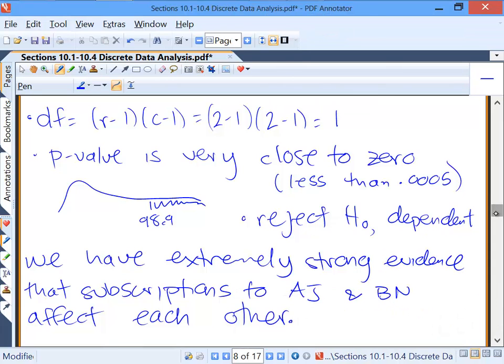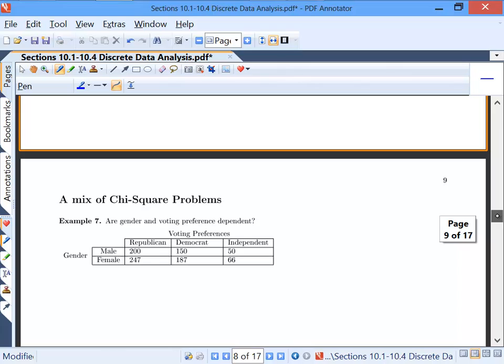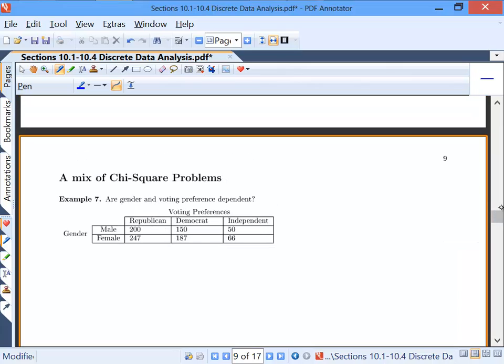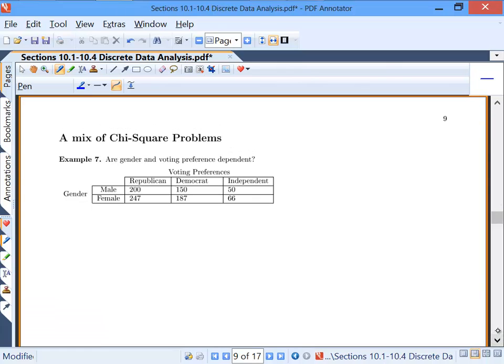So let's go ahead and practice some more chi-squared problems. Notice here I did put in a mix of chi-squared problems just so you can get more used to figuring out which one is which. On these ones I'll tell you your chi-square test statistic to save us some time, so we can just practice our conclusions and how to set it up.